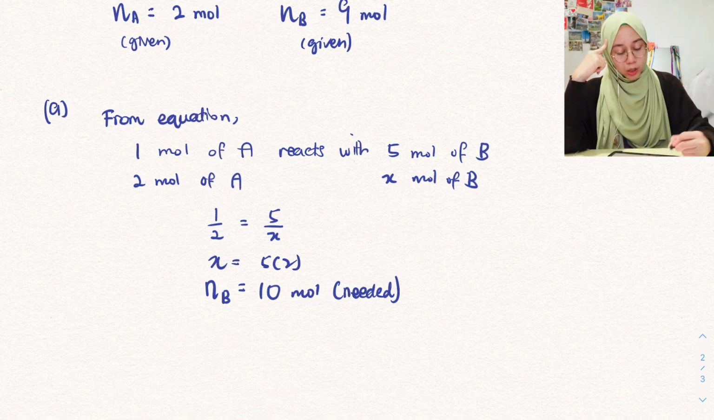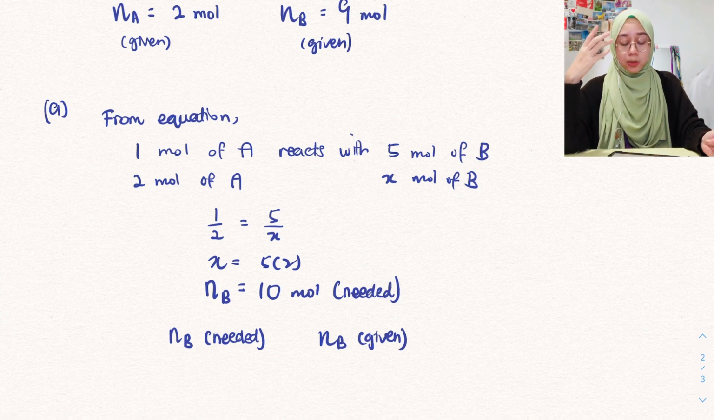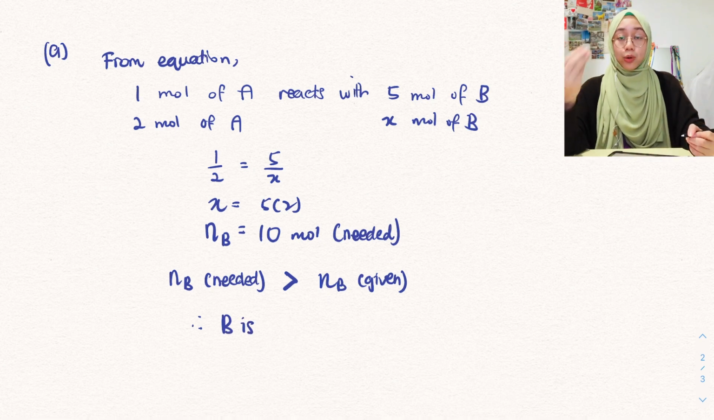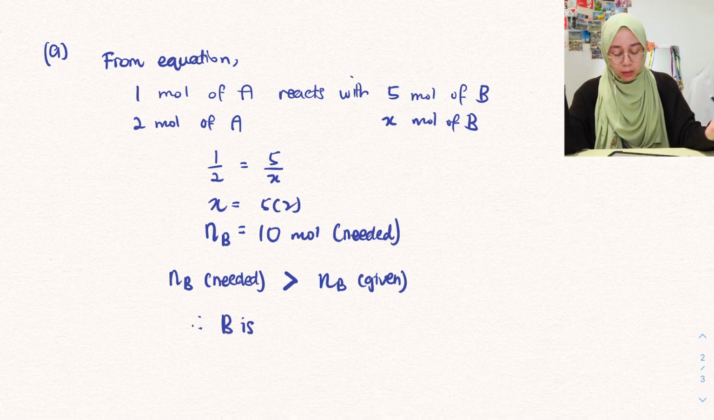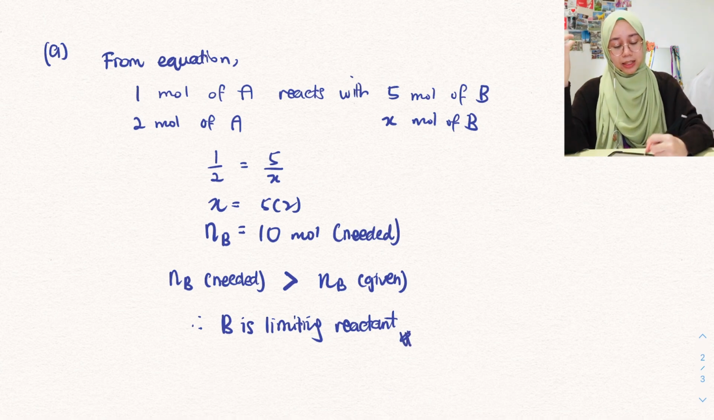So now since kamu dah jumpa mole B needed, so kita nak compare dengan mole B given. Okay, so given mole untuk B adalah 9, needed 10, maksud needed lagi besar. So what is B, class? Therefore B is, since yang kita perlukan lagi banyak daripada apa yang kita ada, habislah kan. So B is limiting reactant. Okay, so settle. Okay, so kita dah settle untuk A.